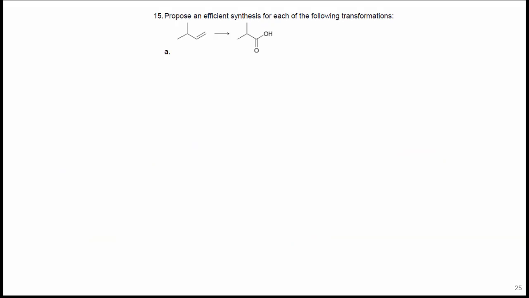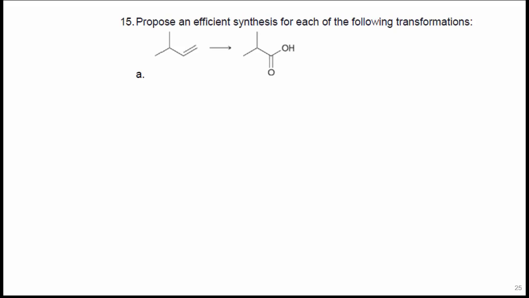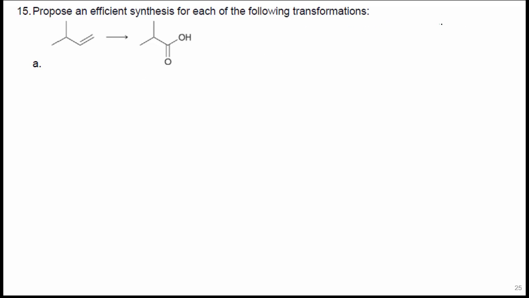All right, so this is chapter 12, number 15A. So here's one where we're going to propose a synthesis for each of these transformations. Make that a little bit bigger there. All right, so our observations for this one. This is very similar to the last one. 1, 2, 3, 4. All right, so I've lost a carbon. And I'm also ending up with the carboxylic acid.